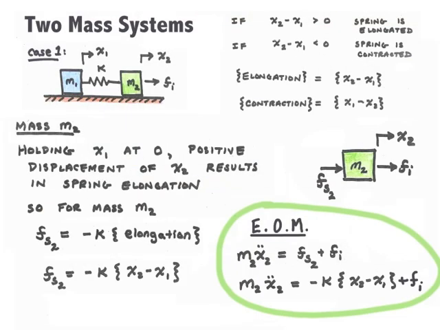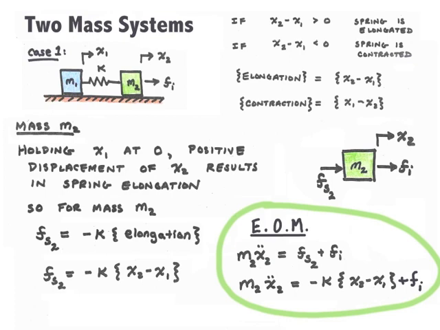Here is the free body diagram for mass m2. Positive displacement x2 is to the right, and we have the external force, F sub I, the input, acting to the right as well. Now, of course, this just indicates that this is the positive direction for the variable F sub I. We don't really know which direction F sub I is acting in.